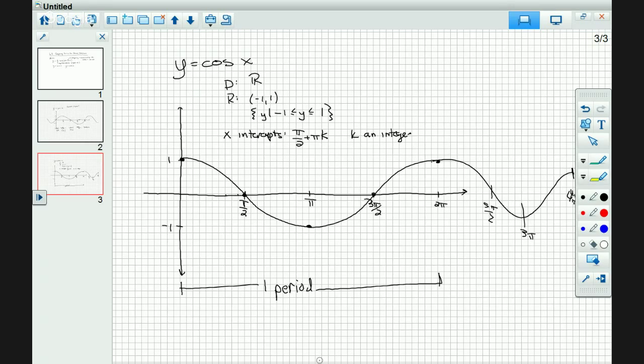So if I had a 1 here, pi over 2 plus pi gives me 3 pi over 2, right? Pi over 2 plus 2 pi gives me 5 pi over 2. So there's how you could write the x-intercepts. The y-intercept, of course, for cosine is 1. And we talked about max and min already, but we can write it down too.